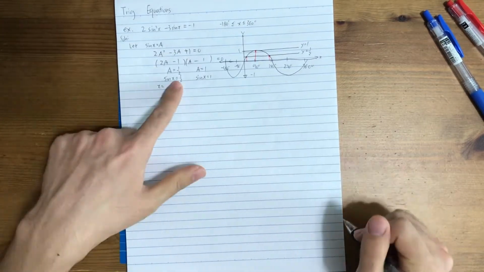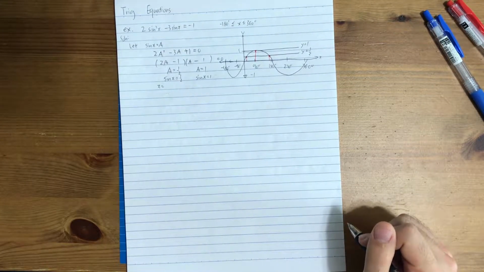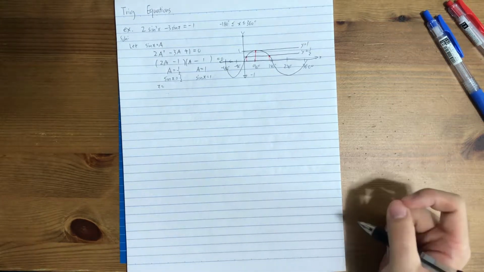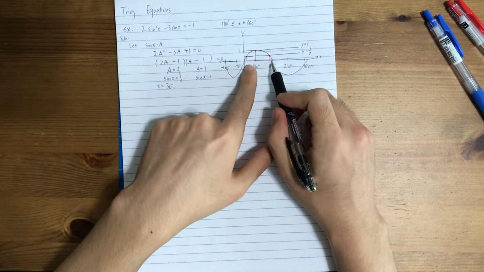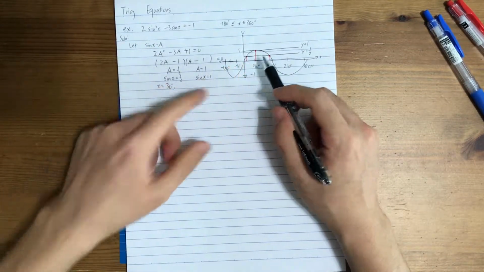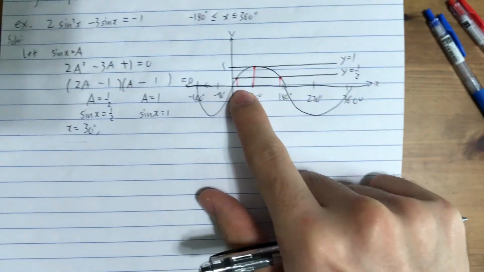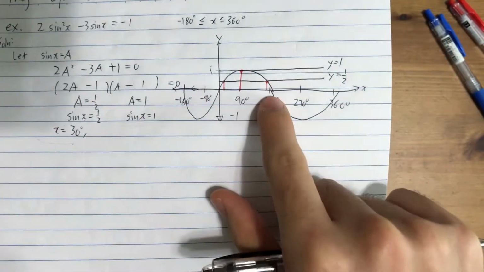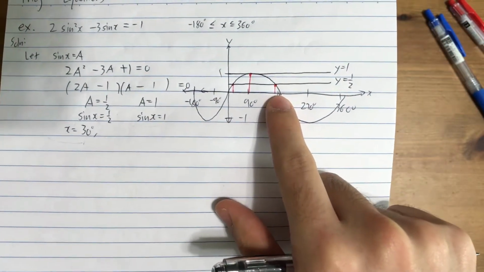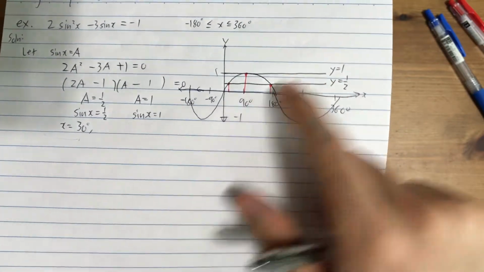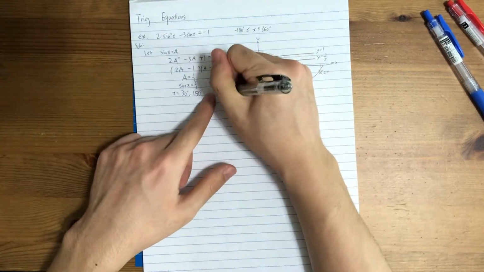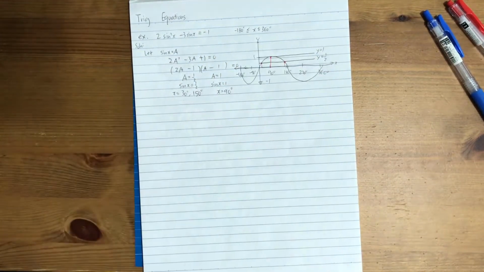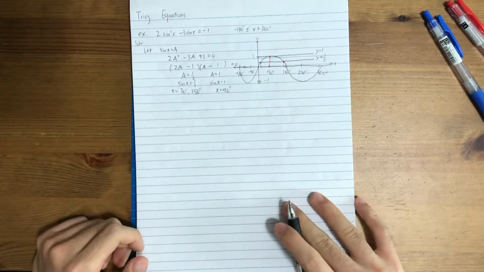For this one, we use special angle. So sine x equals half, that means that angle must be 30 degrees. And using the symmetry, this difference is 30 degrees, right? Then this difference should also be 30 degrees. So 180 minus 30, that should be 150. And sine x equals 1, we have 90. So in total, we have 3 values, and that's it for this question.